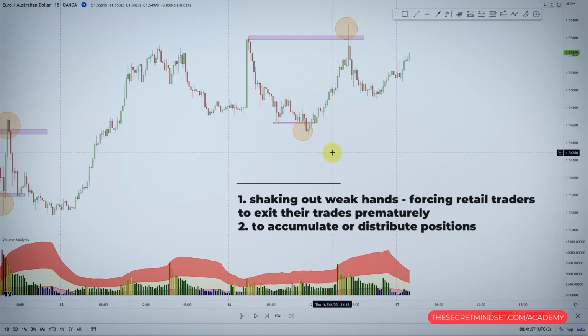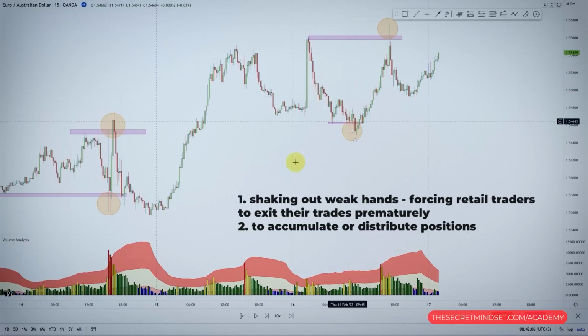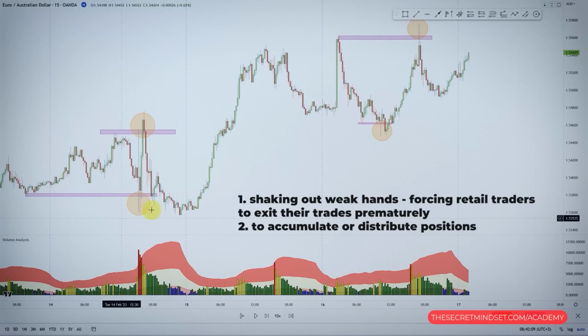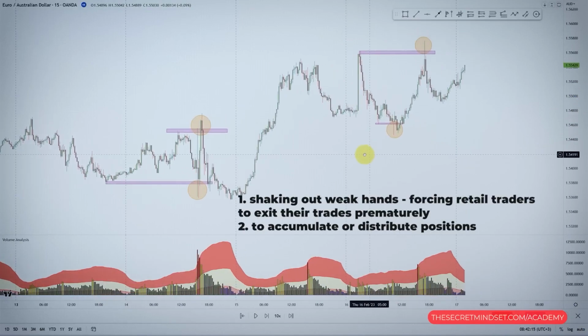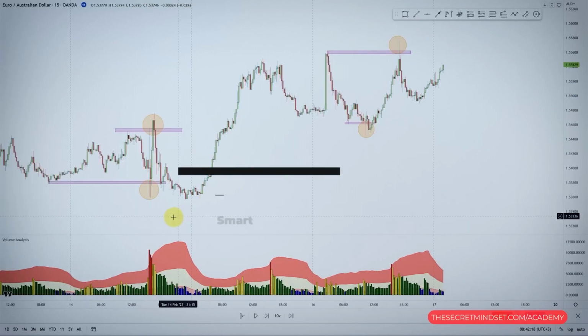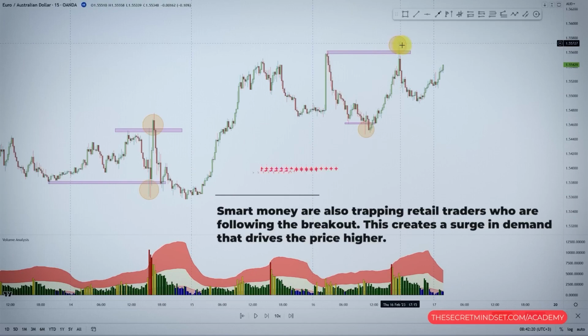Smart money uses these fake breakouts for two main reasons: to shake out weak hands and to accumulate or distribute positions. Shaking out weak hands means forcing retail traders to exit their trades prematurely by creating fear or greed. Smart money may also push the price above the high of the day to trigger stop losses in buy orders from retail traders who are following the breakout.